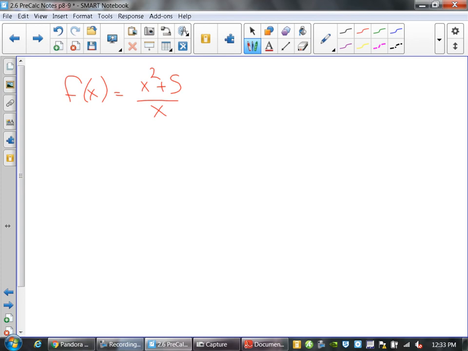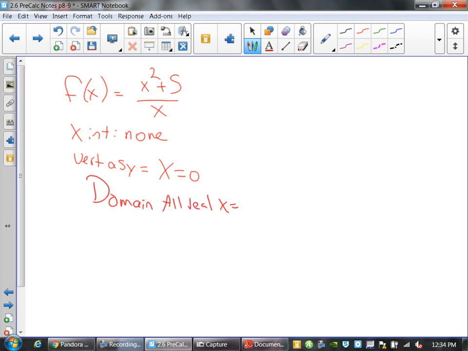X-intercept. Are there any X-intercepts? No. Nope. Vertical asymptote. Same thing. So the domain is all real. This one's going to have that slant asymptote because the degree is higher.